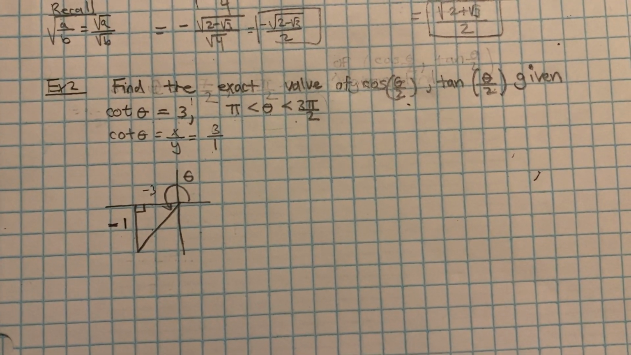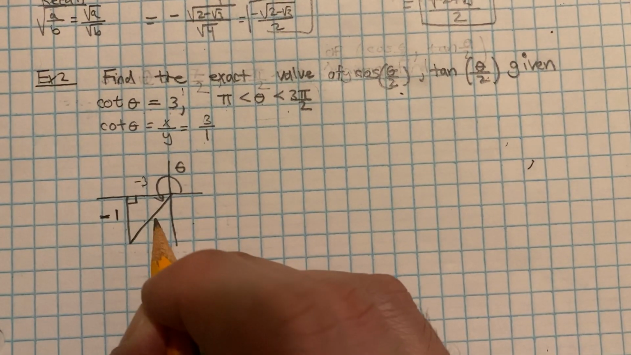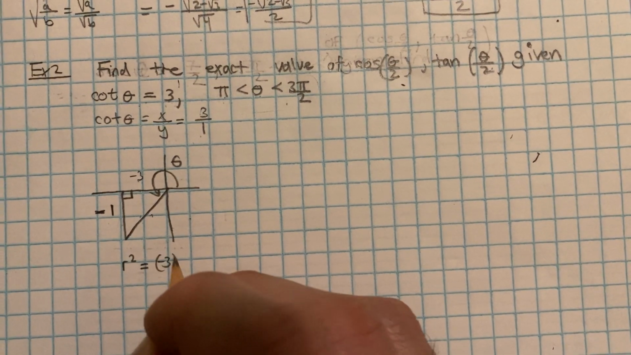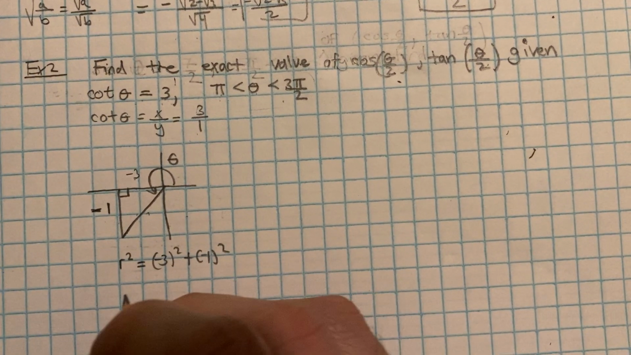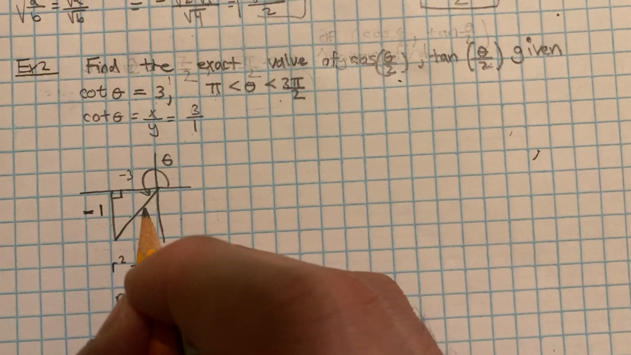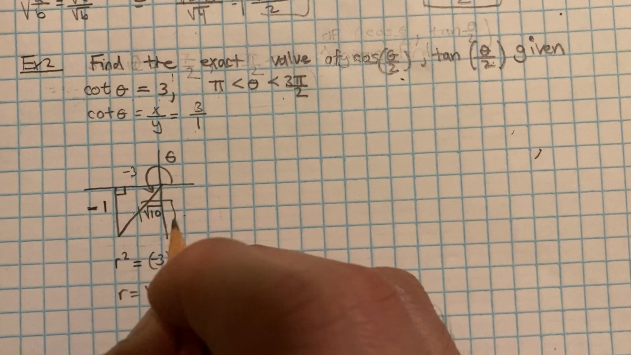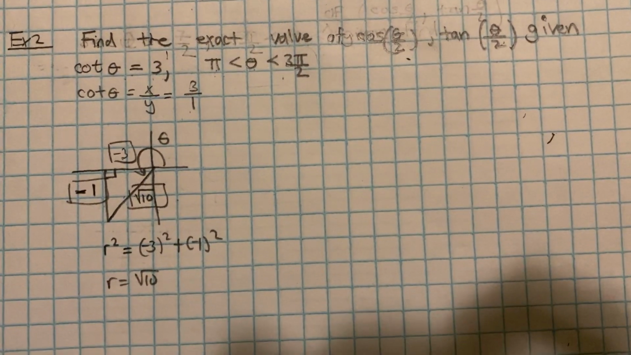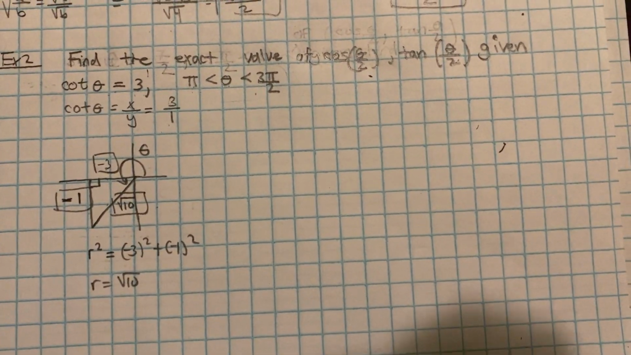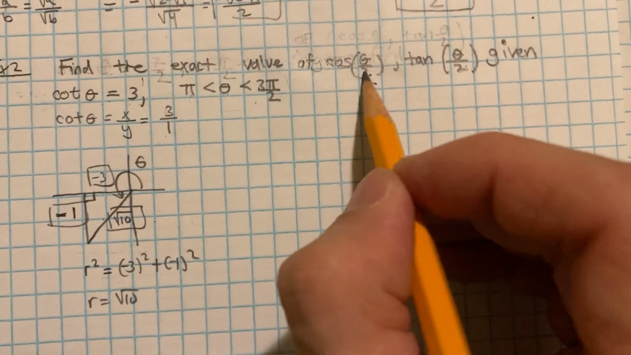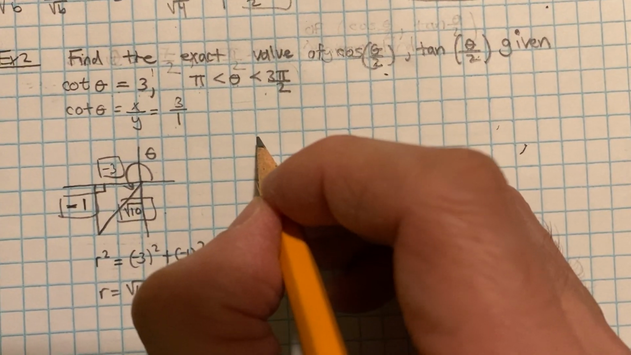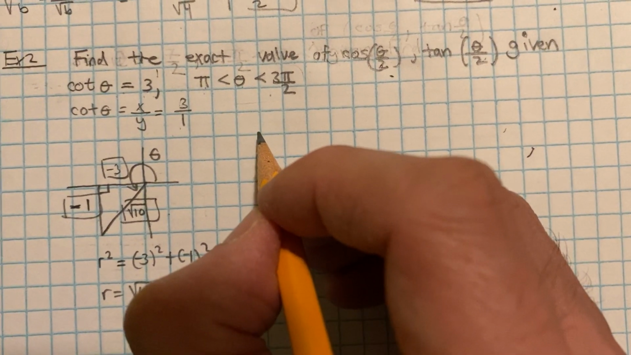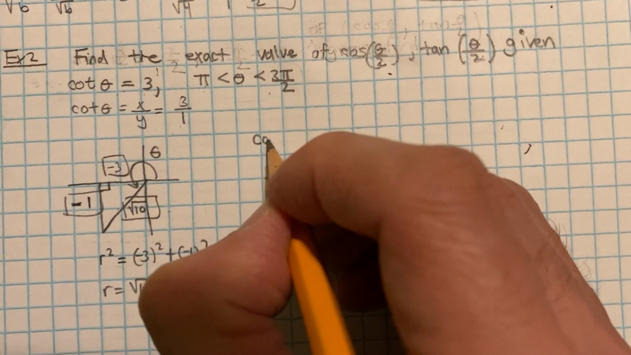All right, so when we sketch the triangle, we have to figure out what r is. Using the Pythagorean theorem, r squared is negative 3 squared plus negative 1 squared. r is the square root of 10. So we have our r, we have our y, we have our x. We have all the values that we need to do this problem. So let's start with the cosine of theta over 2. You'll see the actual process of plugging in is not super bad, but the simplifying takes quite a bit of time. So let's do this problem together.